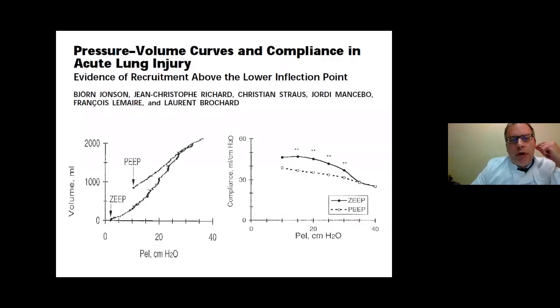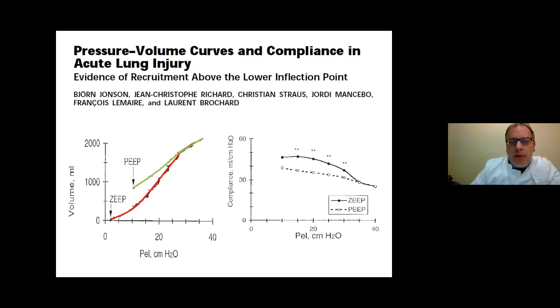These are 2 pressure volume curves obtained in the same patient, starting from ZEEP, zero end expiratory pressure, in red, or starting from a PEEP of 10 centimeters of water. You see very different shape of these 2 curves. Starting from ZEEP, there is an S-shaped curve with a lower and an upper inflection point, that is associated with progressive recruitment of lung tissue that was de-recruited, going down to zero end expiratory pressure.